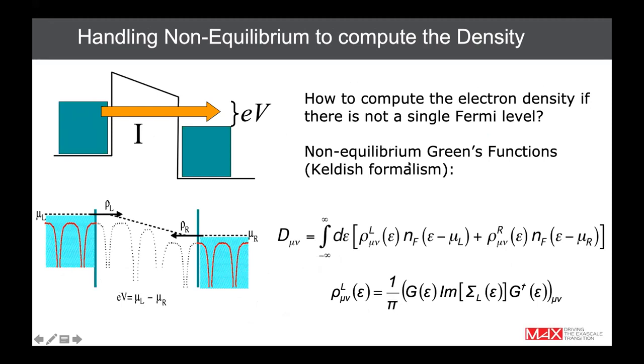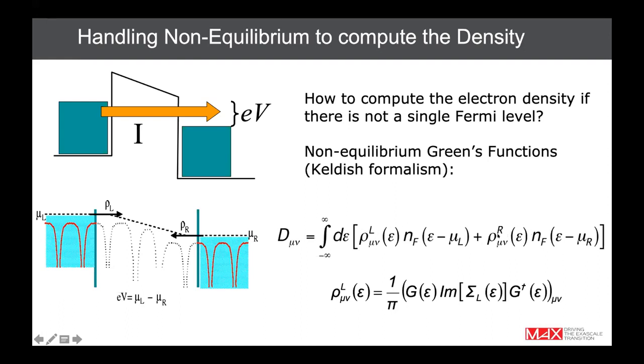With this trick of the Green's function, you can use what is called non-equilibrium Green's functions, or the Keldysh formalism, that tells you exactly how to do that. If you know the Green's functions and the self-energy, you can compute the density matrix just by filling the states that come from the left electrode with the Fermi level of the left electrode, and the states coming from the right electrode with the Fermi level of the right electrode.